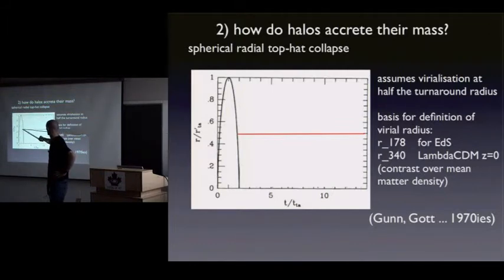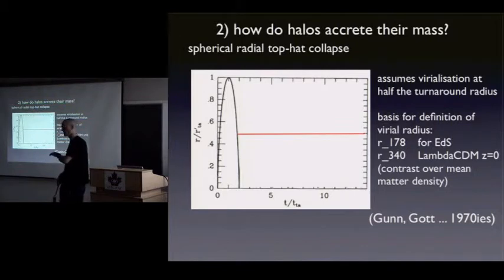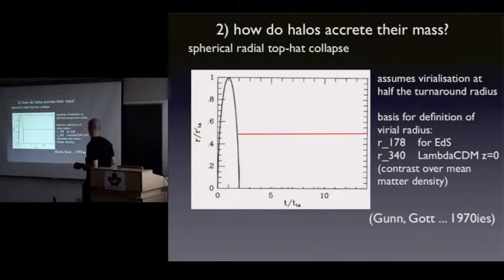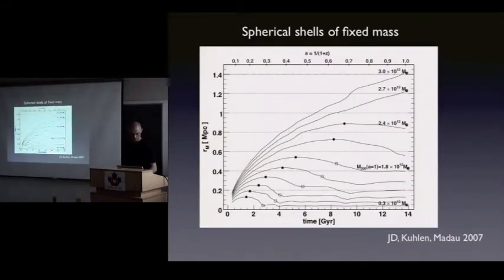And then one says, at this time, this is the virial radius of this perturbation, and you can compare the density within the virial radius to the cosmic density. You'll see that the virial radius has to enclose exactly 178 times the critical density in a matter-dominated universe. It's slightly larger in lambda CDM at redshift 0, so it's also redshift dependent in lambda CDM. These are very widely used scales based on these very simple pictures, very simple ideas.